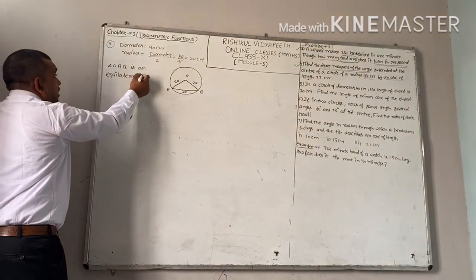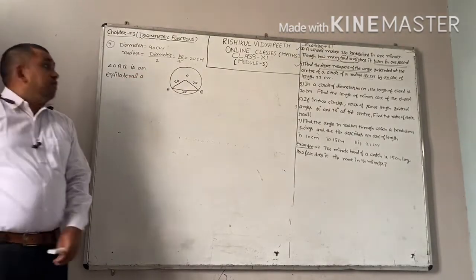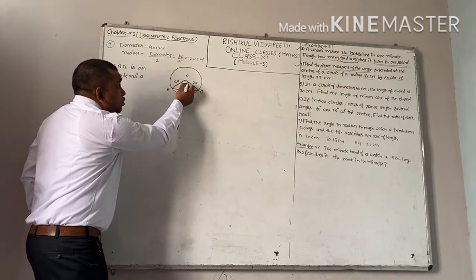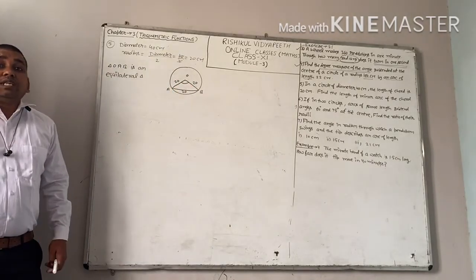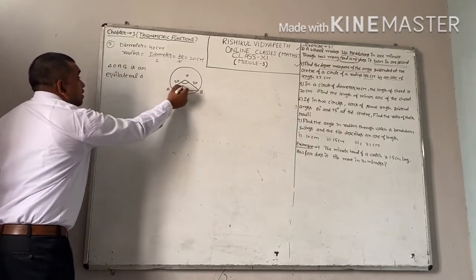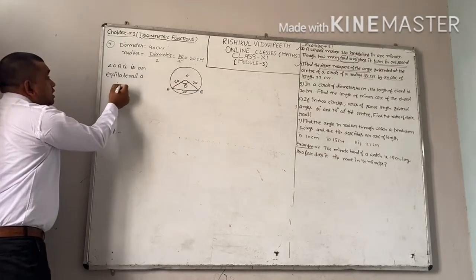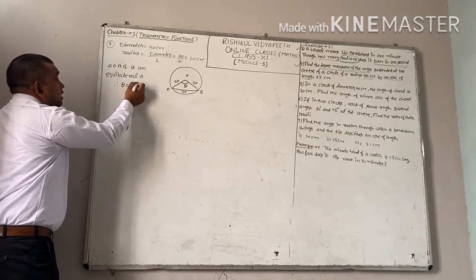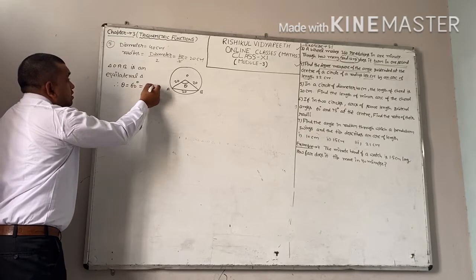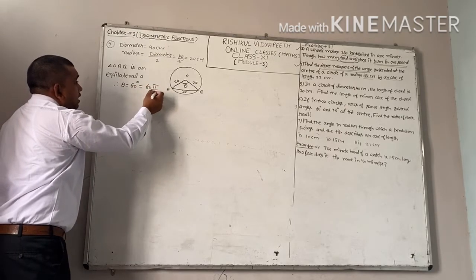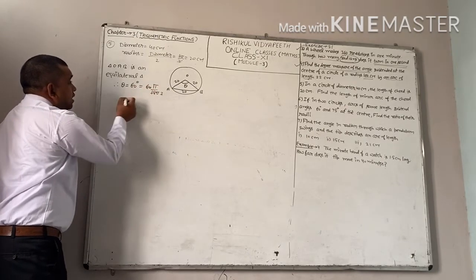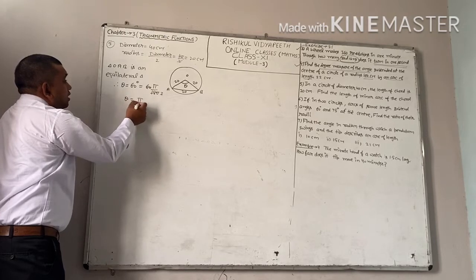Equilateral triangle. And in an equilateral triangle we know that each angle is of how much degree? 60 degree. Therefore theta equal to 60 degree. Convert this degree into radian. 60 pi upon 180 and you will get the answer theta equal to pi by 3.